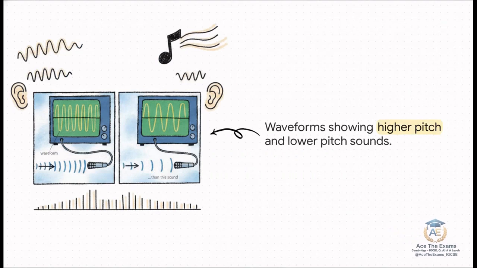Looking at an oscilloscope readout makes this absolutely visually apparent. On the left, we see a much tighter, more frequent waveform. Because more waves are packed into the exact same space, it has a higher frequency, which directly translates to a higher pitched sound than the more stretched out wave on the right. Notice something else? Their amplitudes, their heights from that center rest line, are roughly the exact same. This means they are equally loud, just completely different pitches. If you can read an oscilloscope like this, you are thinking like an examiner.